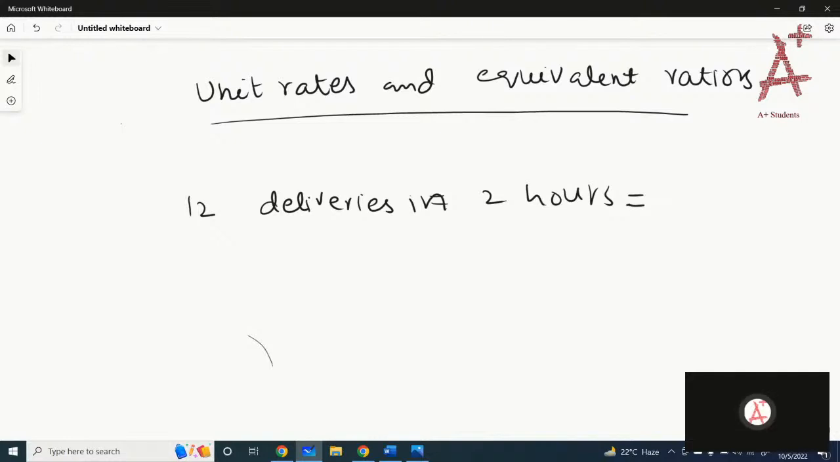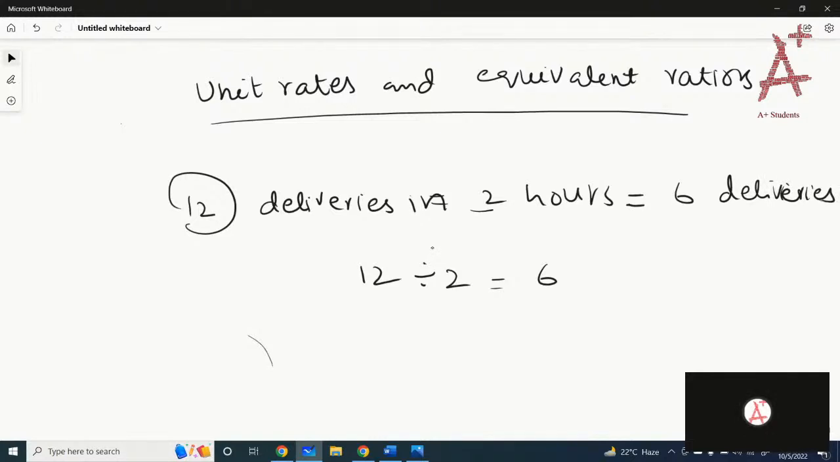Got it? So what you have to do is divide the total deliveries by the total time. You have to divide 12 by 2. So 2 times 6 is 12. That means you have 6 deliveries per hour, or you can say in 1 hour. Got it? That is the meaning of the unit rate.